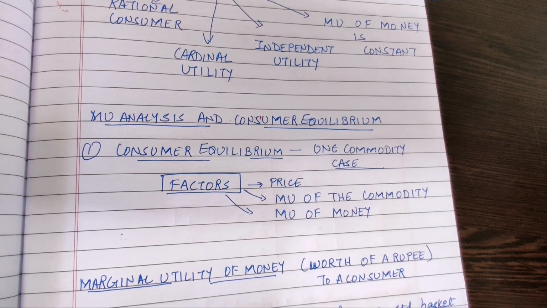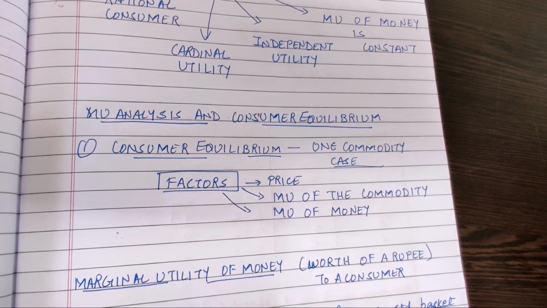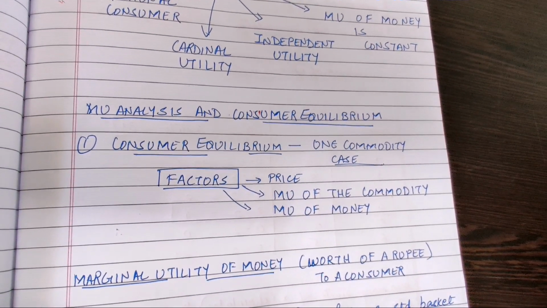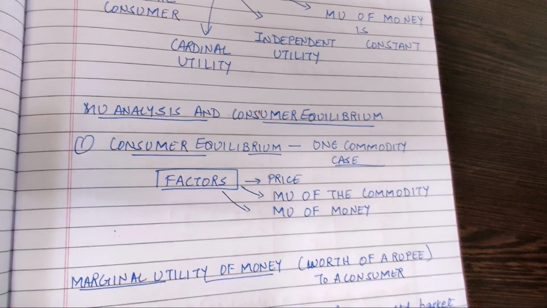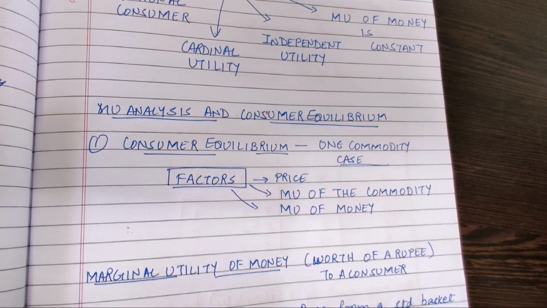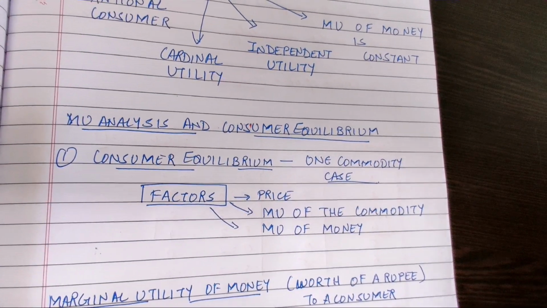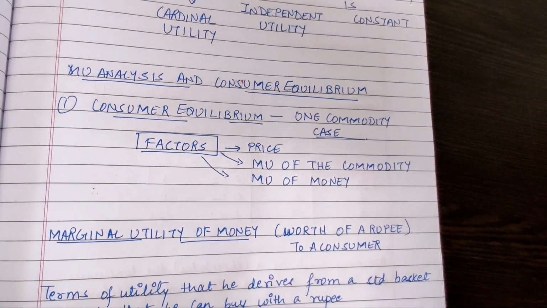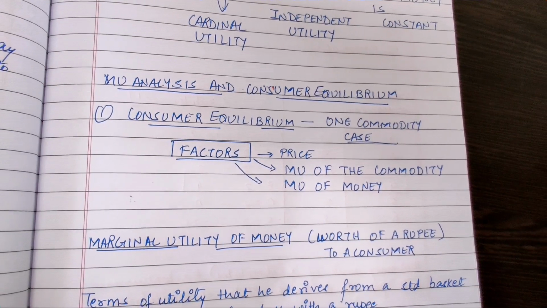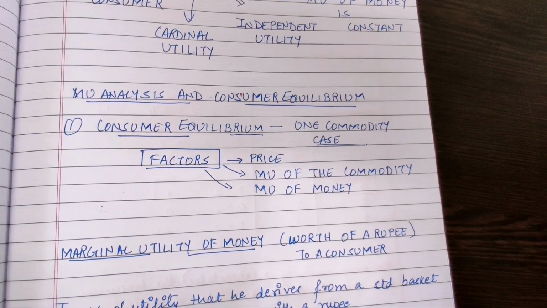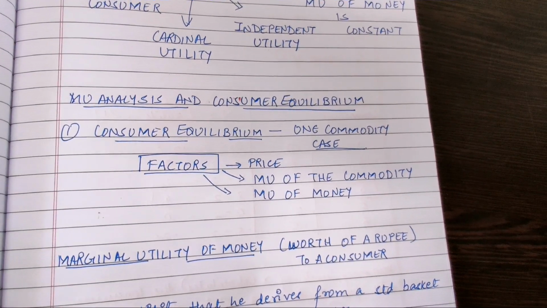Now, marginal utility analysis and consumer equilibrium. We will be addressing the basic question: how much of a commodity should a consumer buy so that his satisfaction is maximized and he attains the point of equilibrium? In the MU analysis there are two cases: first, when only one commodity is consumed, and second, when two or more commodities are consumed. Today we will be learning only the case where one commodity is consumed.